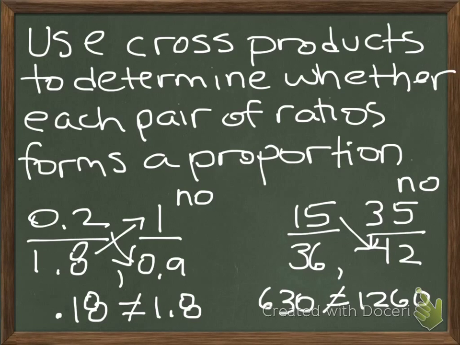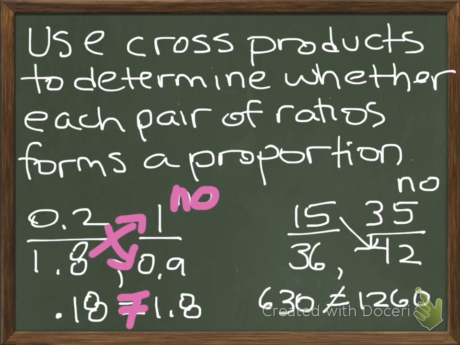So as I was mentioning in the first example, whenever you're trying to determine whether the ratios form a proportion, you're always going to cross multiply. So I cross multiplied the 0.2 times the 0.9 here, and I got 0.18, and then I cross multiplied 1.8 times 1, and I got 1.8, and since neither one of those are equal to each other, that would be a no for forming a proportion.